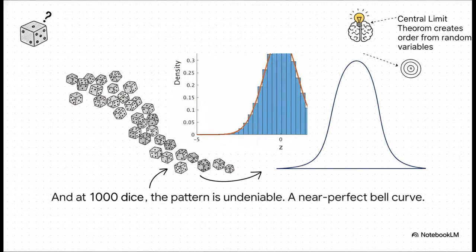And finally, the sum of 1,000 dice. Just look at that. It's a near-perfect bell curve, what statisticians call a normal distribution. It's incredible. We started with the flat, chaotic roll of a single die, and by just adding enough of them together, we ended up with this beautiful, predictable shape. The chaos has literally resolved into order.